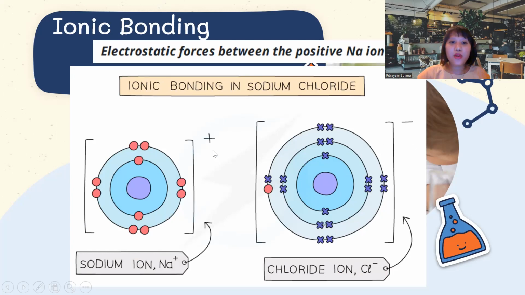Because they have different charges, positive and negative, based on the electrostatic force, they are attracted to each other. So this is how we make the sodium ion and the chloride ion making the bond, ionic bonding, and we call the compound NaCl, sodium chloride. Okay.